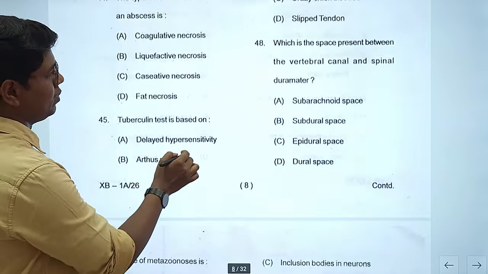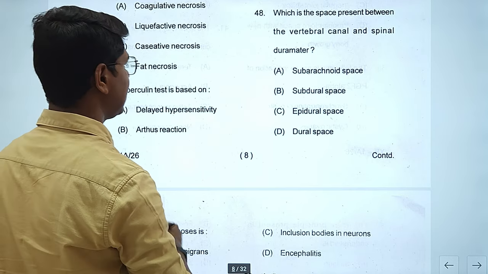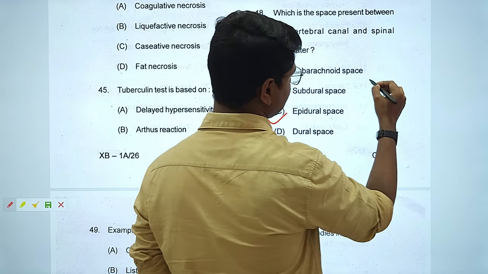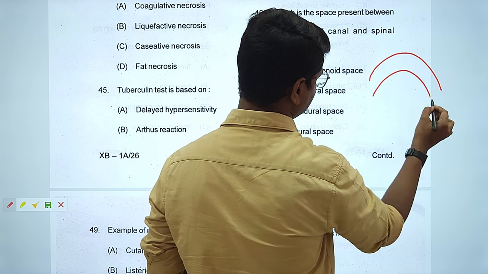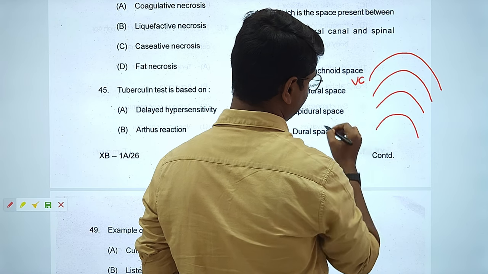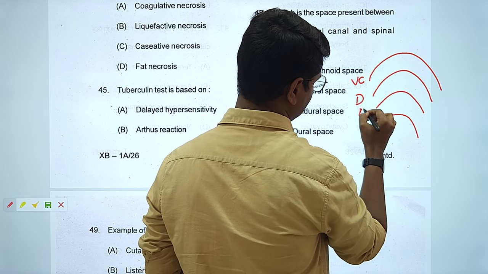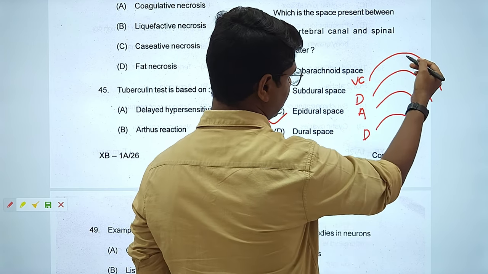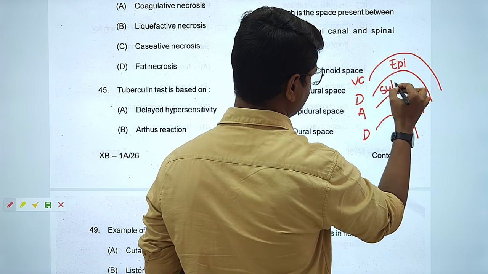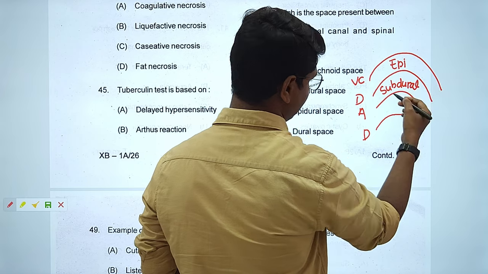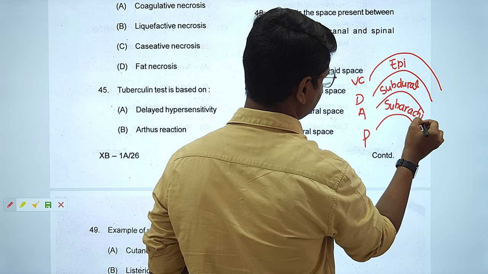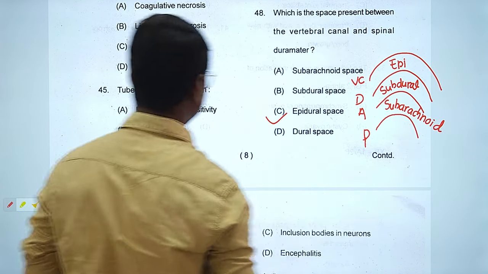Next question, 48. Which is the space present between the vertebral canal and spinal duramater? It is epidural. So if this is the vertebral column, next is the duramater, arachnoid, pia mater. The space between the vertebral column and duramater is the epidural space. The space between dura and arachnoid is the subdural space, and between arachnoid and pia mater is the subarachnoid space. Okay, the answer is epidural.